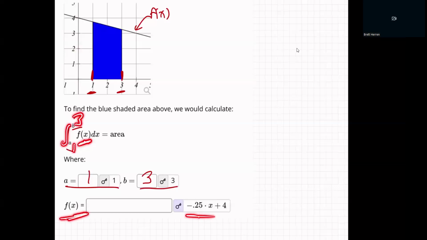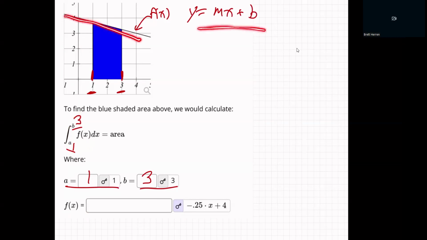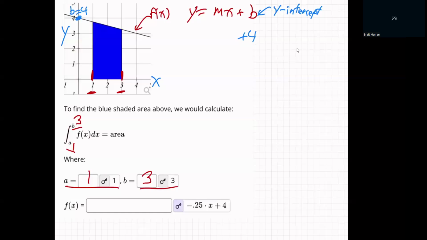So what is that function? You can see the answer here. How did they come up with that? Well, that function is y equals mx plus b. Why is that? Because it's a line. Anytime you have a straight line, it's y equals mx plus b, where b is the y-intercept. So what is the y-intercept? Well, that's right here, 4. It's b equals 4. It's where the graph hits the y-axis. Remember, this is the y-axis, this is the x-axis. So that part's 4. Okay, now what's the m?